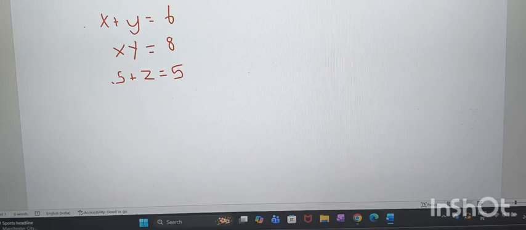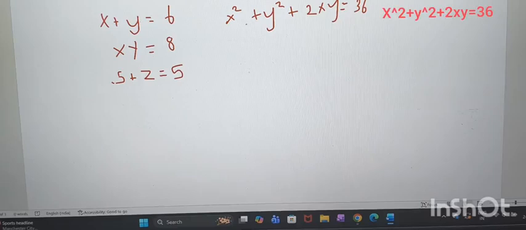So one thing we could do is square this first equation on both sides, so that you get x square plus y square plus 2xy being equal to, don't forget to square the right hand side, that is 36. 6 sixes are 36. Yeah, x plus y whole square is equal to 6 square. We have just expanded this.